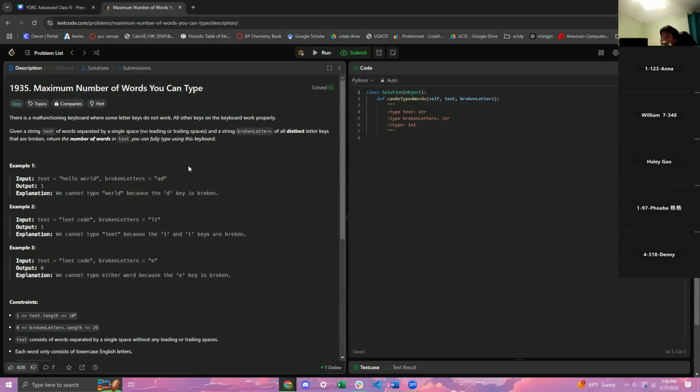So now we have step one done. Now let's look at the inputs and all the examples. We know the problem statement already, so now we can match our understanding with the inputs. The text is hello world, and the words are hello and world because they're separated by a space. And broken letters is AD. A and D are the broken letters.